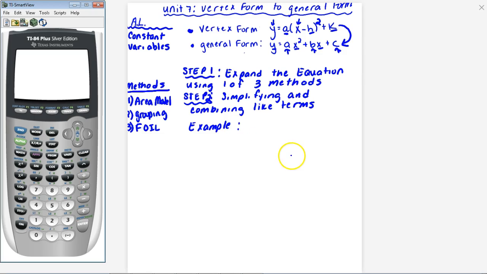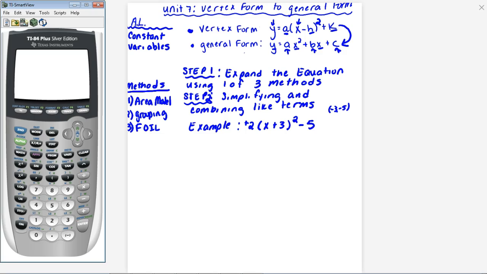So the example equation, remember we're taking a vertex and we're going to move it into general form. So an example, 2 times (x plus 3) squared minus 5. So we're going to expand that. So what do I mean by expanding that? And just really quick, I hope you're saying in your head, oh look, the vertex is going to be (-3, -5) for this parabola. And since this 2 is positive, it's going to open up, right?